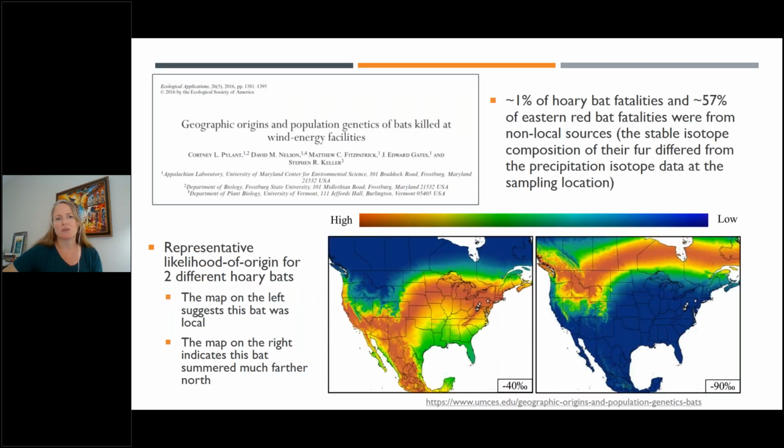And so a really nice example of using this with wind energy facility fatalities is by Pliant et al. in 2016. And they did this analysis for hoary bats and eastern red bats. And those stars in the maps there represent the wind farms where they sampled their bats in the Appalachian region. And what they found is that 1% of the hoary bat fatalities were from non-local sources. So most of the hoary bats included in their study had hair signatures that matched those locations, whereas 57% of the eastern red bat fatalities were from non-local sources. So if you think of these wind farms as a catchment area for bats, it looks like the eastern red bats were coming from much larger areas than were the hoary bats in this study.